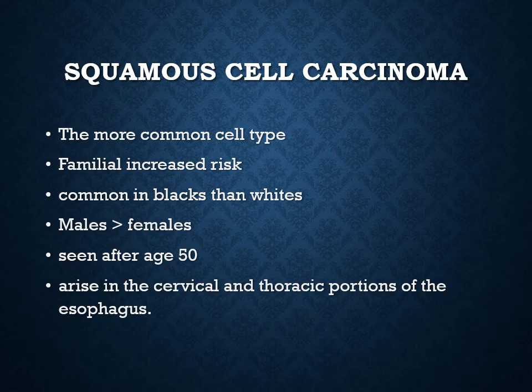Squamous cell carcinoma, epidemiology. It is the more common cell type. Familial increased risk has been observed, and it is more common in blacks than in whites. It has a male preponderance, most often seen after the age of 50. It is associated with lower socioeconomic status and generally arises in the cervical and thoracic portions of the esophagus.